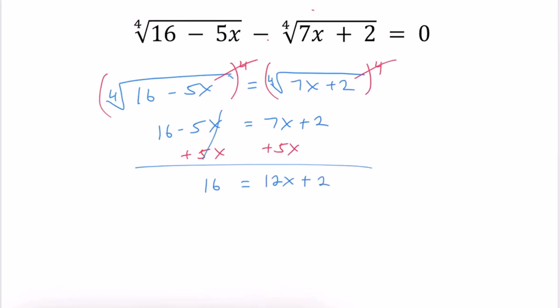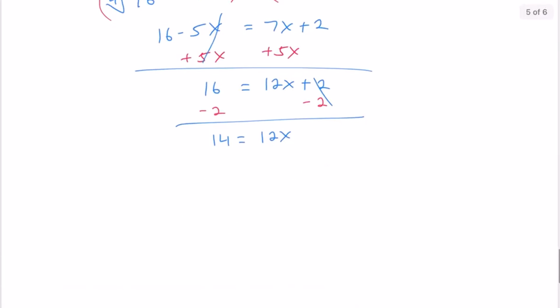Here we only have x to the first power, so get x by itself, minus 2 over. And we have 14 is equal to 12x. Divide out the 12. Simplify 14 over 12 to divide both top and bottom by 2. So we have x is 7 over 6.